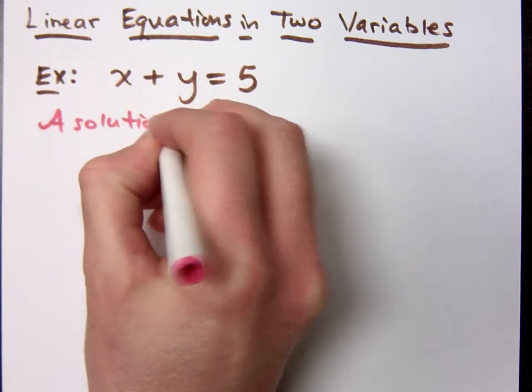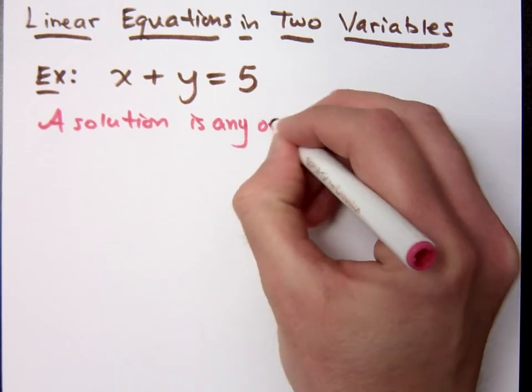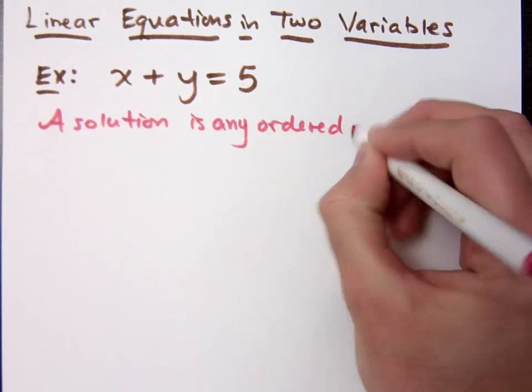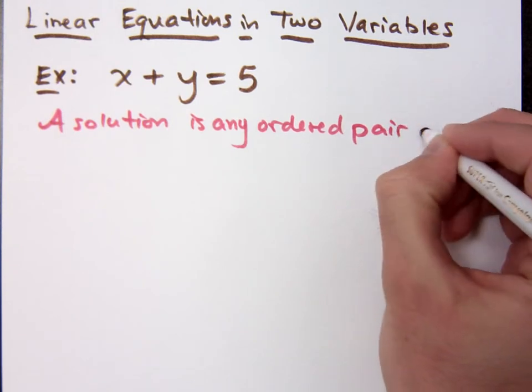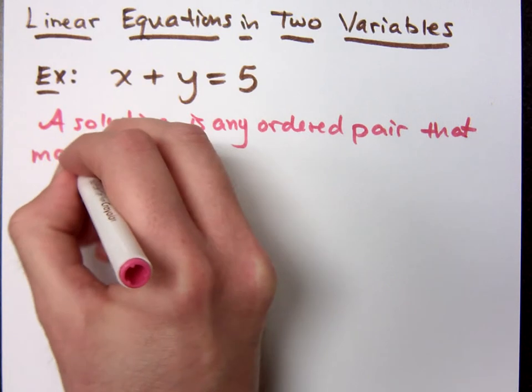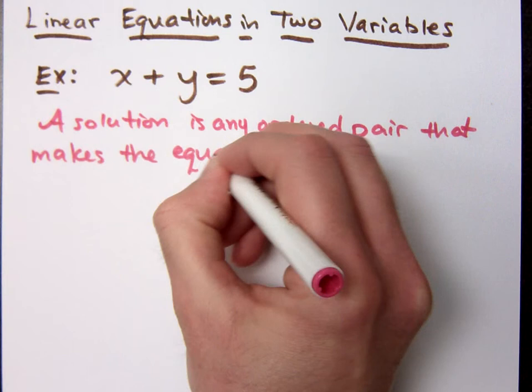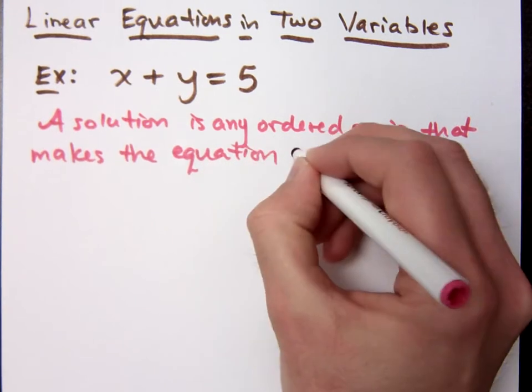And for us, a solution is any ordered pair that makes the equation true. Any ordered pair that makes the equation true.